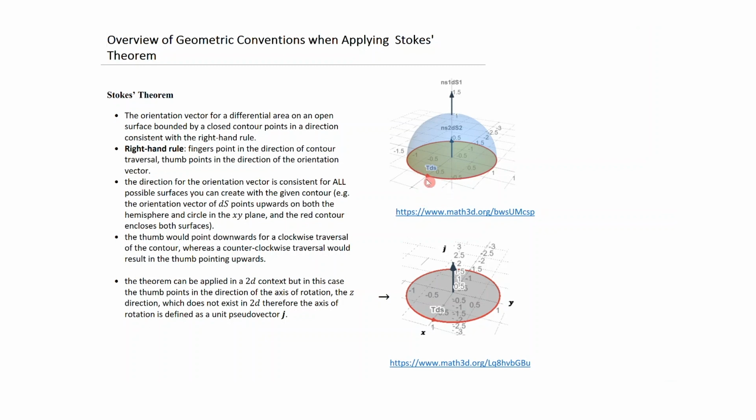That is, what's the relationship between the direction of the tangent vector and the normal to the surface area, this surface area being one that's bound by the contour.